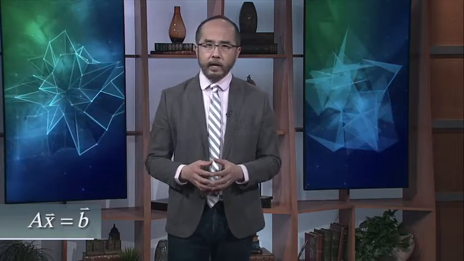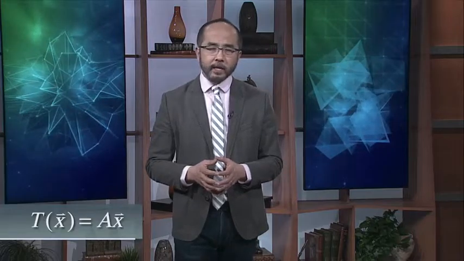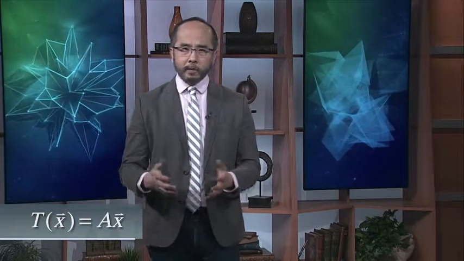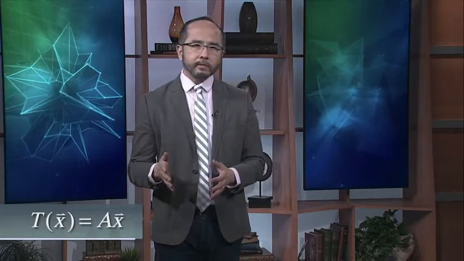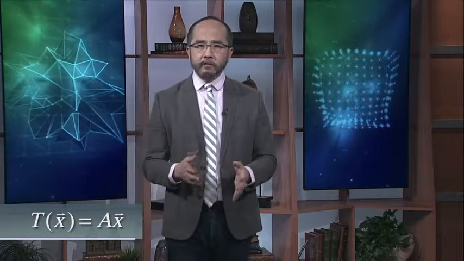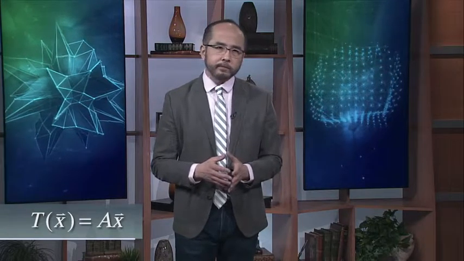Recall that if A is an m by n matrix and X is a vector of unknown quantities x1 through xn, and B is an m-dimensional vector, then AX equals B is a system of m linear equations in n unknowns. Notice that the left side is matrix multiplication, and we've seen that the function T of x equals A times x that performs matrix multiplication is a linear transformation that takes x, a vector in Rn, to T of x, a vector in Rm.